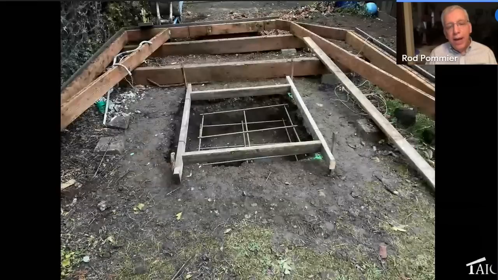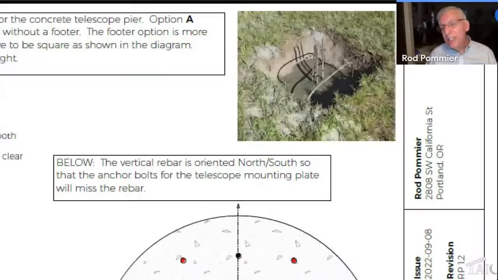So I pitched this to 10 concrete contractors in Portland, and 8 of them just turned me down flat. They wanted nothing to do with casting a pier for an observatory. They just said, too critical, too fussy, no thank you. I had one guy who was interested but didn't take the job, and the concrete contractor who took it said, I think this is the coolest job I've ever done. I'm going to put this pier in for you.